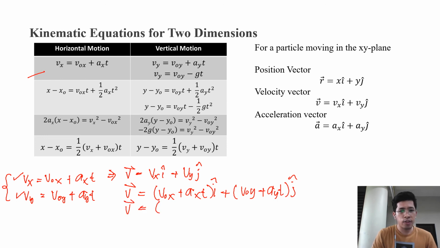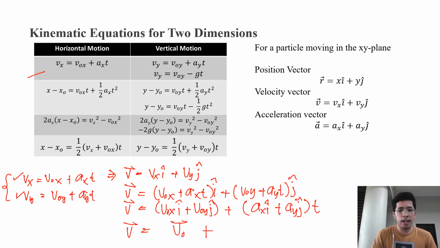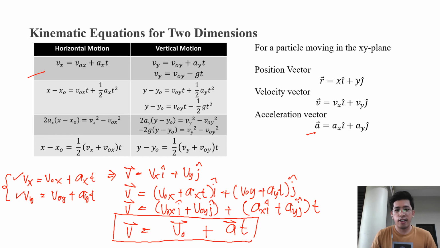So your equation will become v naught x i hat plus v naught y j hat plus your ax i hat plus your ay j hat times t. And as you can see, your v naught x i hat plus your v naught y j hat is just equal to your initial velocity vector v naught. So that is, v is equal to your v naught vector plus your ax i hat plus your ay j hat, which is just your acceleration vector a, times t. So we have combined your two equations into a single vector equation. And you can also do this for your equations number 2, 3, and 4. You just use these definitions here.